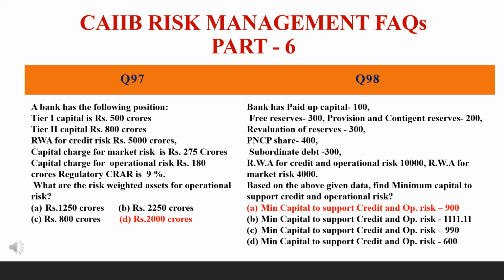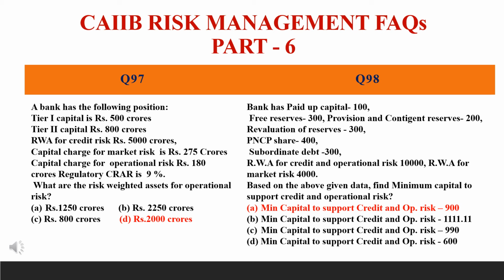The minimum capital to support credit and operational risk is 900, or 1111.11, or 990, or 600. So the answer we will find out now.